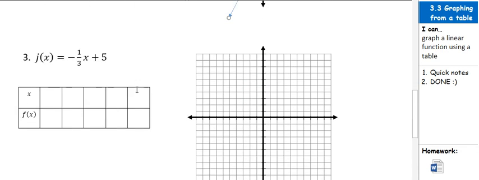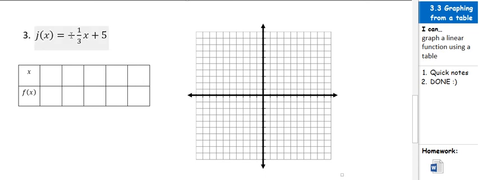Here's one more example. This one is a little bit different because I have this negative 1/3. We have to kind of think here because I don't want you guys to write a negative 2 here, but I'm going to. If I write negative 2 here, and then I try and find the y value for that negative 2, negative 2 times negative 1/3 is negative 2/3. Ugh, fractions. Negative 2/3 plus 5 is positive 4 1/3.